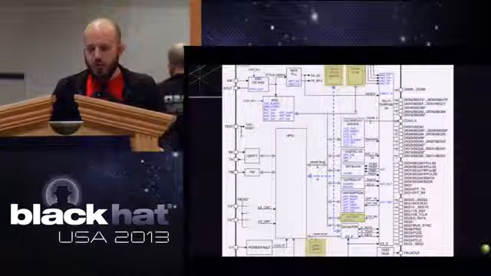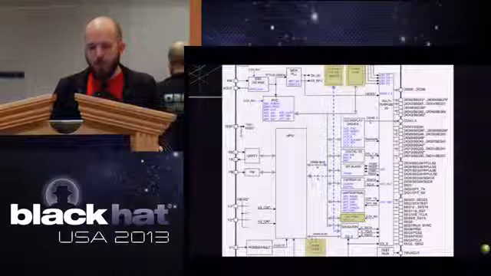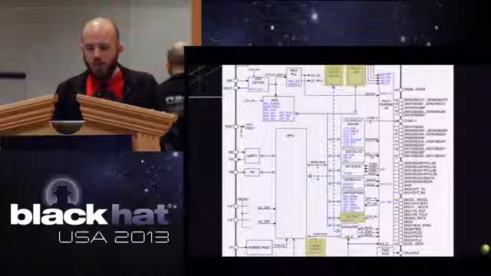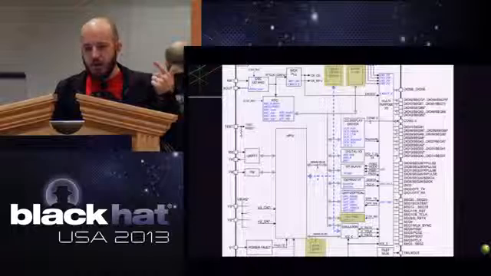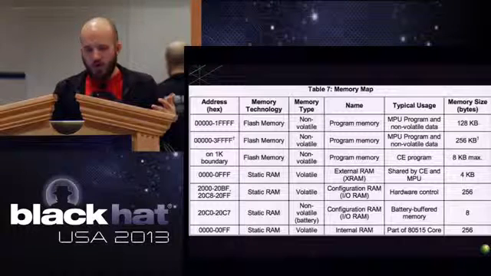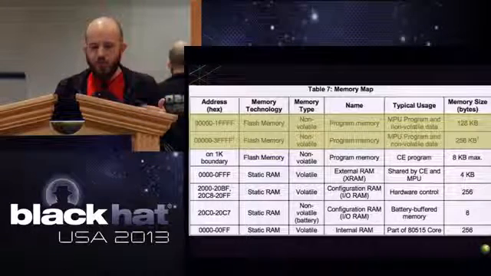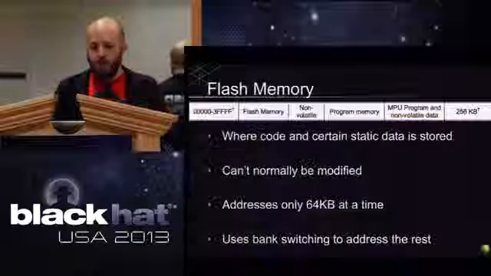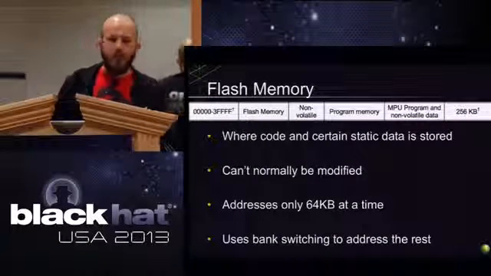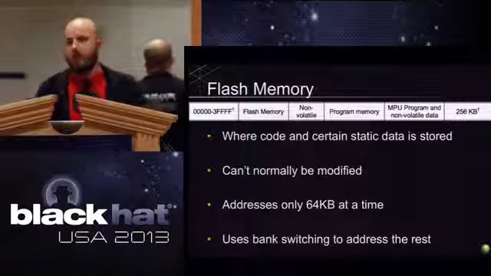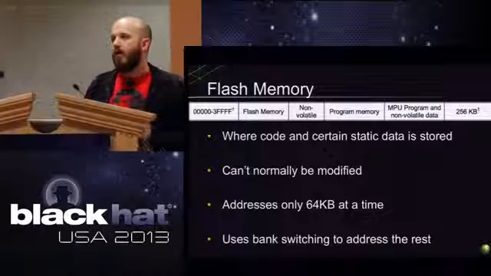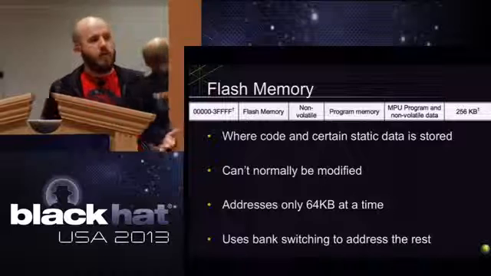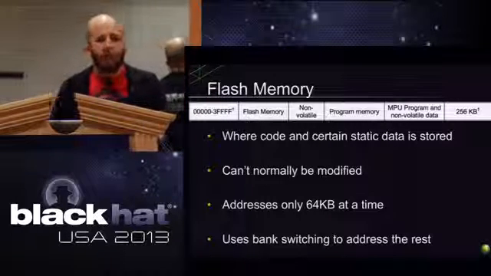Okay, so let's talk about memory. We've got these four basic different types, and we really only care about three. So there's flash, external RAM, and then internal RAM. So a memory map. Talking about where is flash and what that looks like. This is where code and occasionally static data is stored. So if you're writing this kind of code, you want to be putting things like keys and stuff like that in here, for some other reasons we'll talk about later.